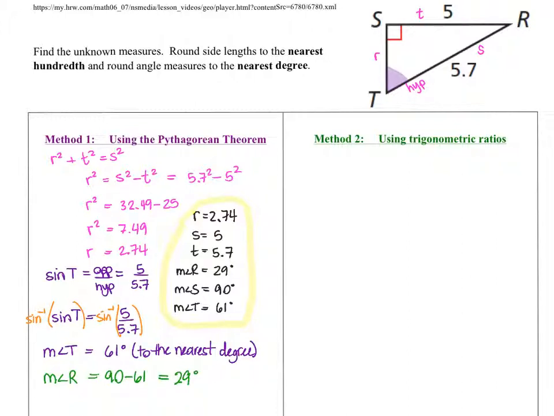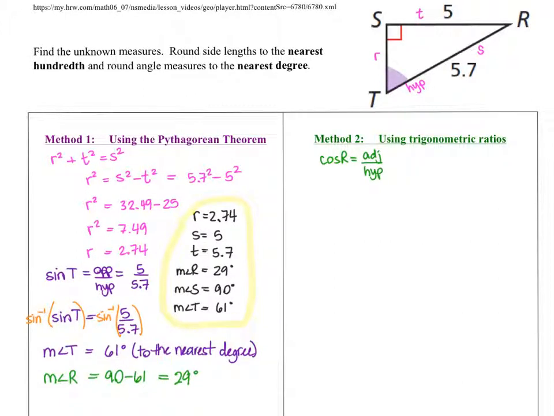Method number 2, we can start with the trigonometric ratios and not use the Pythagorean theorem. We can start with the cosine of angle R, which is defined as the adjacent over the hypotenuse.